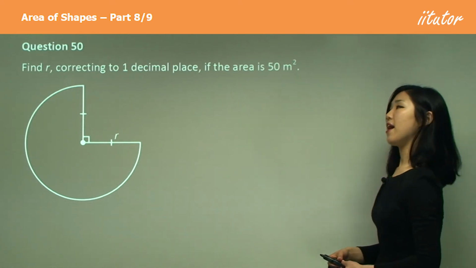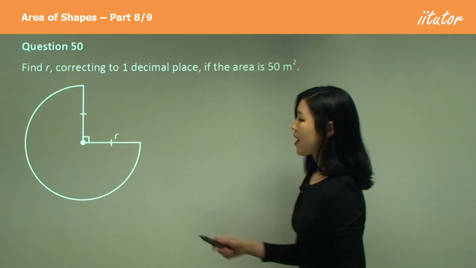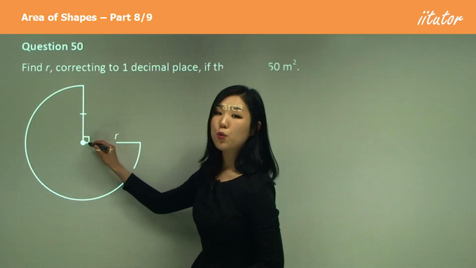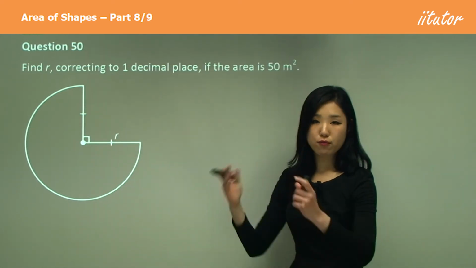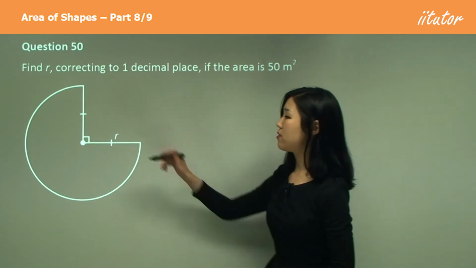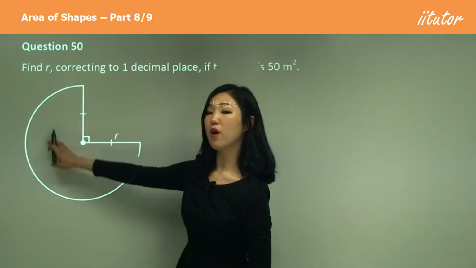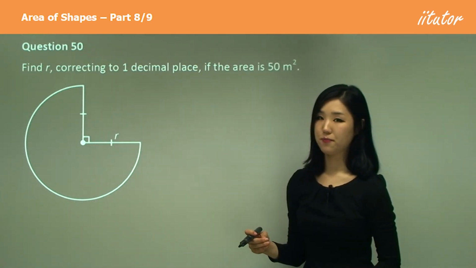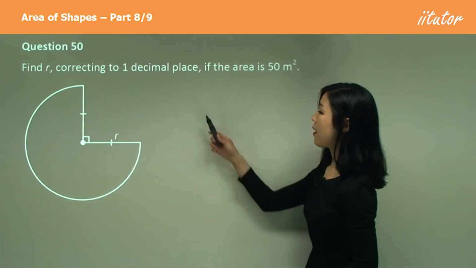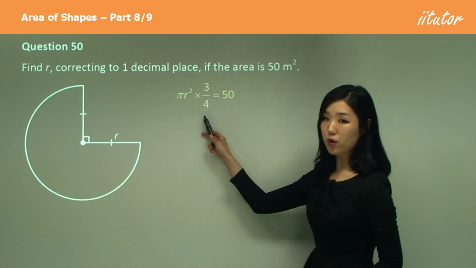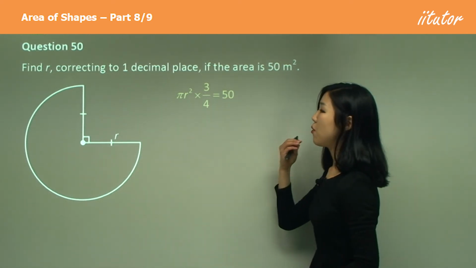Find r. Now, guys, you can see that this time it's not a full circle, but see how that's a right angle, which indicates, see how 90 is a quarter of a full revolution. So therefore, this is only a quarter that's missing. So the remaining, this part that we want is 3/4. So that's the fraction of the circle that we want. Pi r squared times 3/4 is going to be 50. That's what we do. Now I want r.